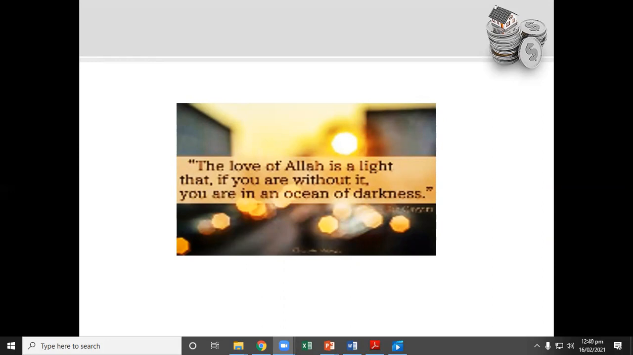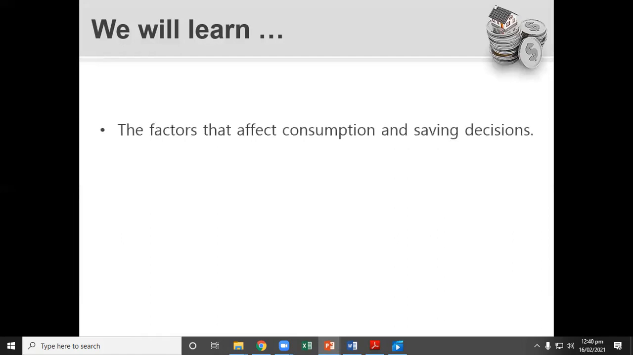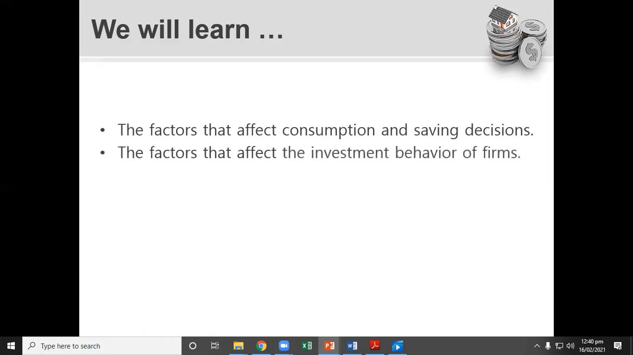Today we will be discussing Chapter 4 from Abel and Bernanke. The chapter name is Consumption, Saving and Investment. In this chapter we will learn the factors that can affect the consumption and saving decision, the factors that affect the investment behavior of firms, and the factors affecting goods market equilibrium.